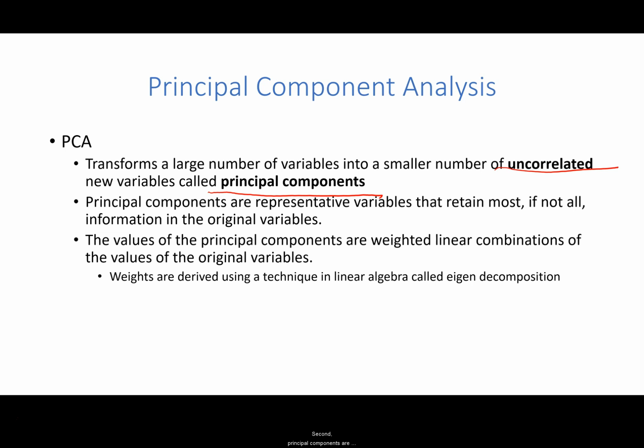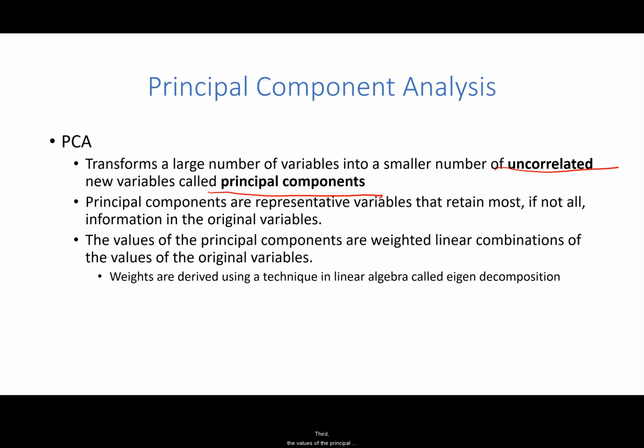Second, principal components are representative variables that retain most, if not all, information that's in the original variables. This tells you that by replacing the original variables with principal components, we are not losing much information in the data. This triggers a couple of other questions. First, what is information in the dataset? And second, how do we know that we didn't lose much information when we converted the original variables into principal components? Well, these are great questions, and I'll answer these questions in the example later.